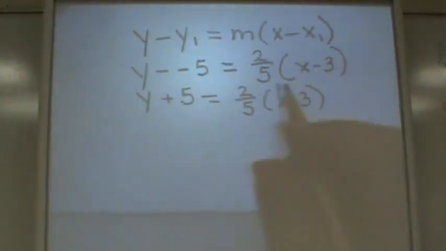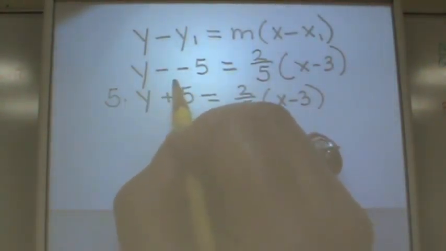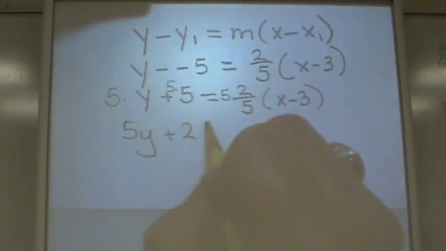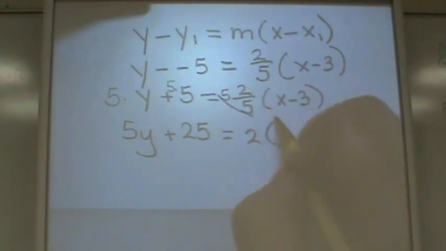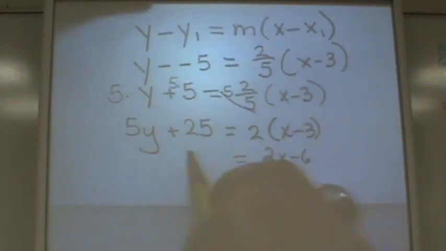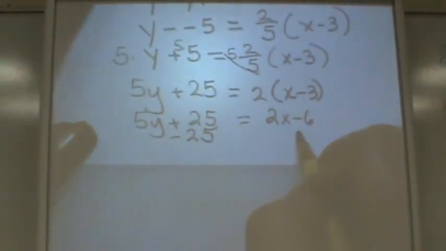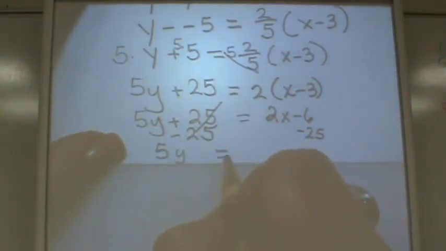And how we are going to do this one in slope intercept form, I'm going to multiply everything by 5. 5, 5, 5. So 5y plus 25, 5 times 5 is 25. Then the 2 gets multiplied by x minus 3, which is 2x minus 6. Now we're going to subtract 25. So 5y is equal to 2x minus 31.